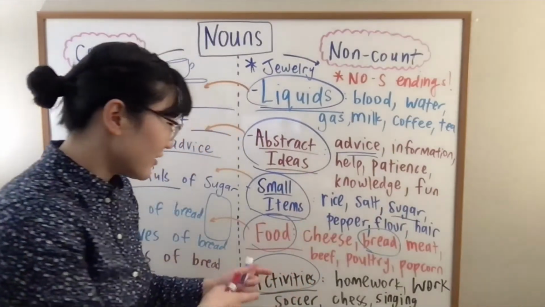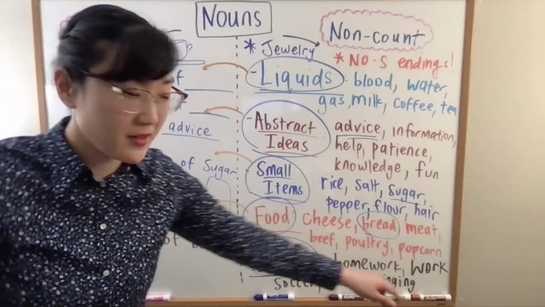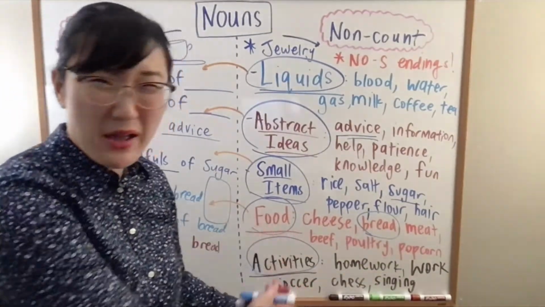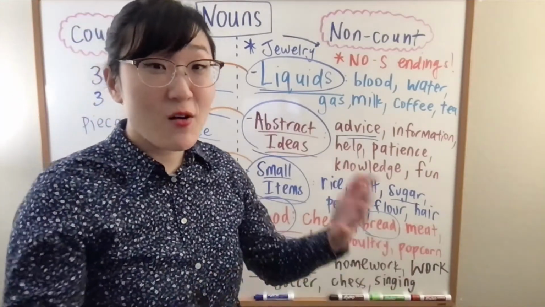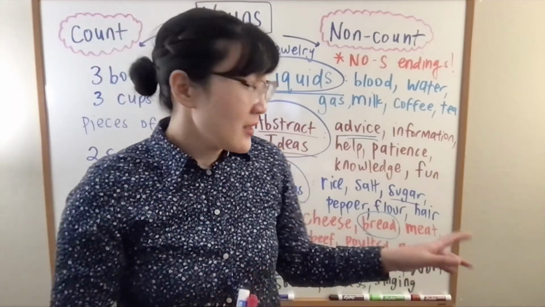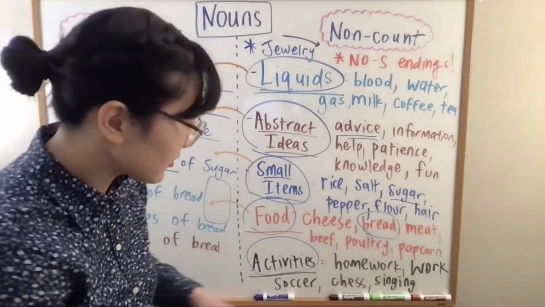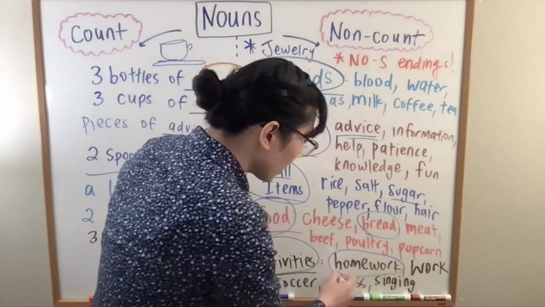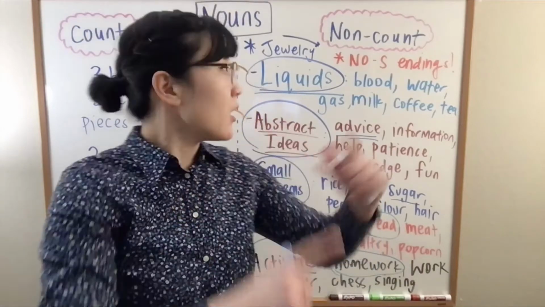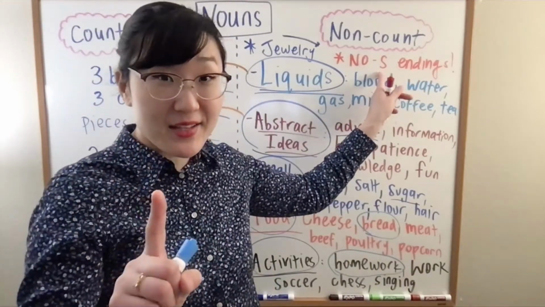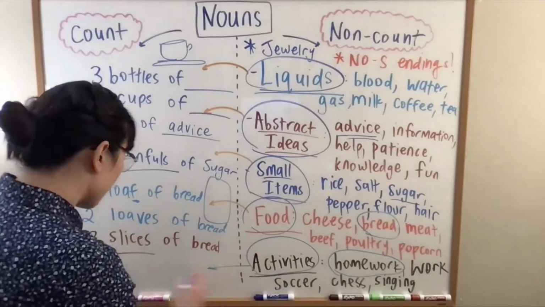Now over here, if we talk about activities, like for example, homework, work, soccer, tennis, basketball, baseball, any sports, chess, singing, dancing, these are all activities that you do. This one, homework, is one that my students often have problems with. So let's take a look here. When we talk about homework, you cannot say, oh, I have many homeworks. Non-count nouns, you will never add the S. So homework, what you can say is, oh, homework assignments.